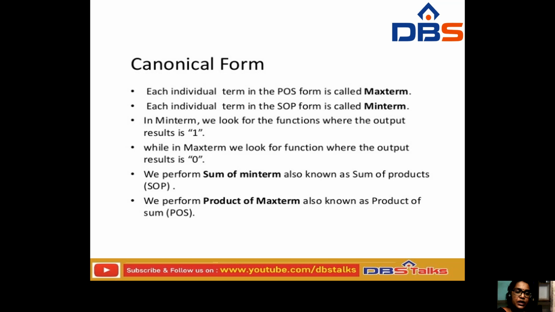Each individual term in the product of sums is known as a max term, and each individual term in the sum of products is called a min term. In min terms, we look for the functions where the output result is 1, while in max terms, we look for the function where the output result is 0. We perform the sum of the min terms, also known as the sum of products, and the product of max terms, also known as the product of sums.